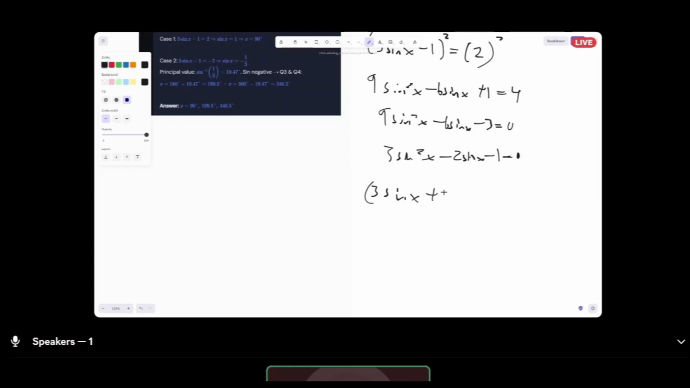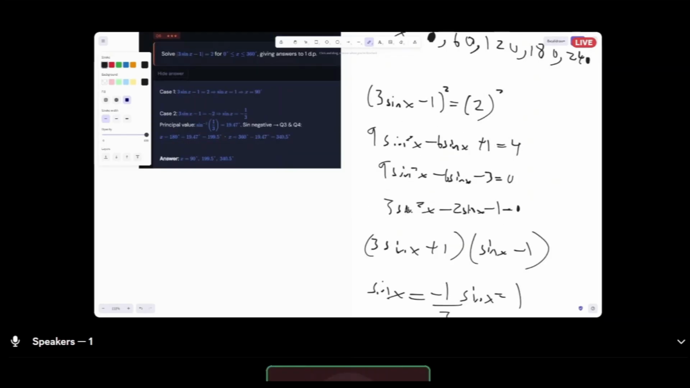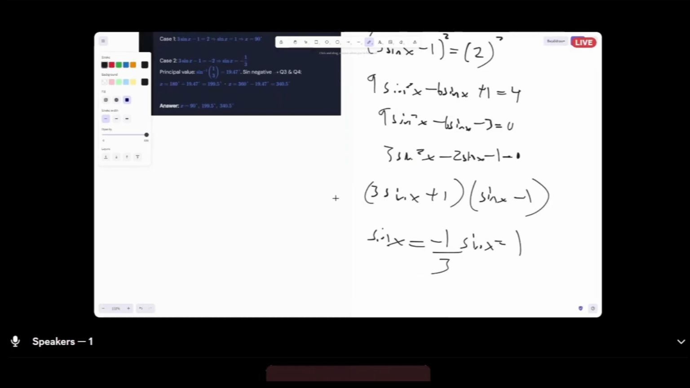3 sine x plus 1, sine x minus 1. So actually, yeah, you can see it comes out the same answer. Sine x equals 1, sine x equals -1/3, which is these two answers right here. So there are both ways of approaching this question.